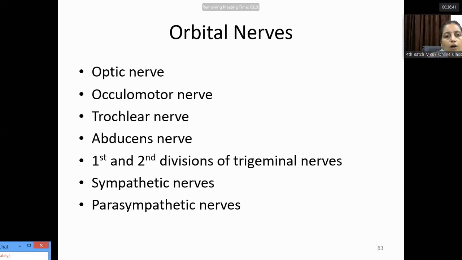The orbital nerves are the optic nerve, oculomotor nerve, trochlear nerve, abducent nerve, and trigeminal nerve. We will discuss this in neuro-ophthalmology.